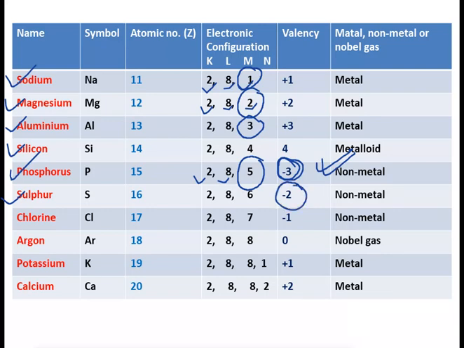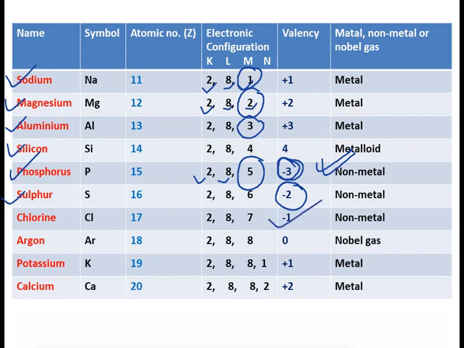Next we have chlorine, atomic number 17. Electronic configuration 2, 8 and 7. 7 electrons in the outermost shell. So how many electrons will it accept to become stable? It will accept only 1 electron. So it will have a valency of -1, and chlorine is also a non-metal.